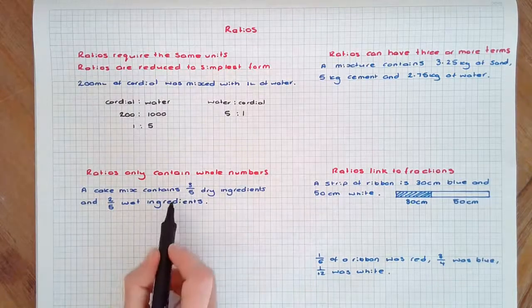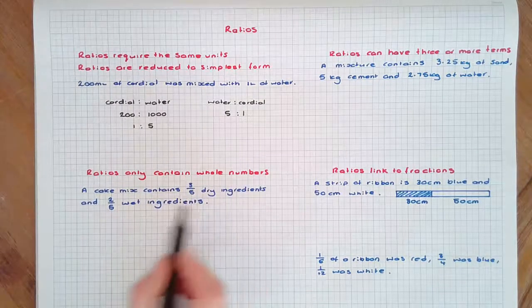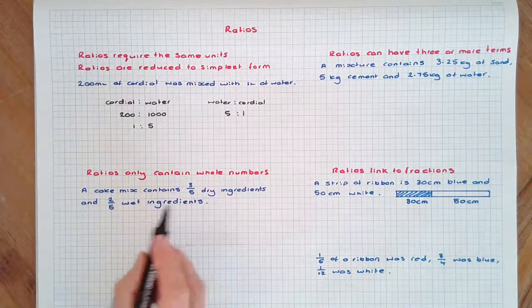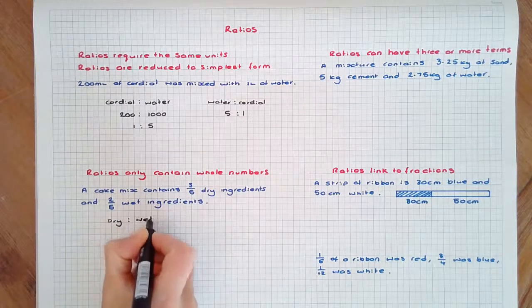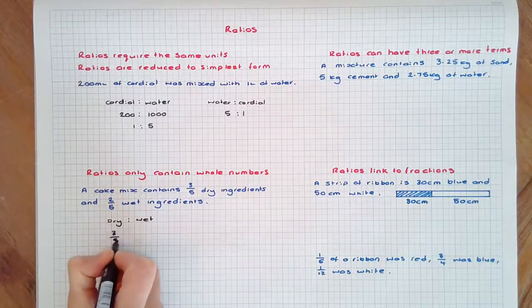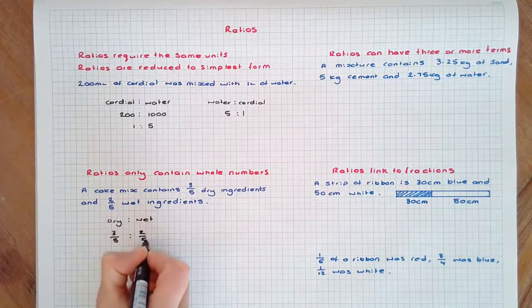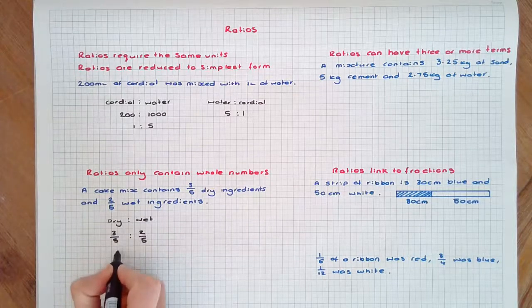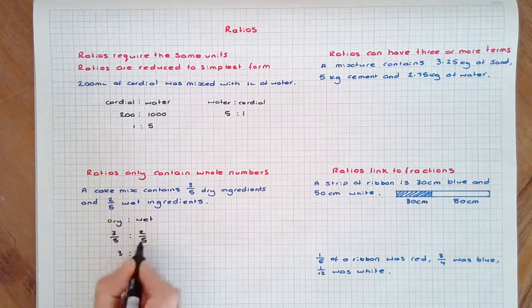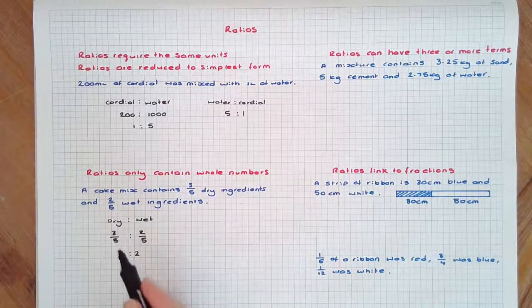A cake mix contains 3/5 dry ingredients and 2/5 wet ingredients. The ratio of dry to wet is 3/5 to 2/5. Since both have a common denominator, we can write the ratio of 3 to 2. If they didn't have a common denominator, we'd have to make equivalent fractions to write the final ratio.